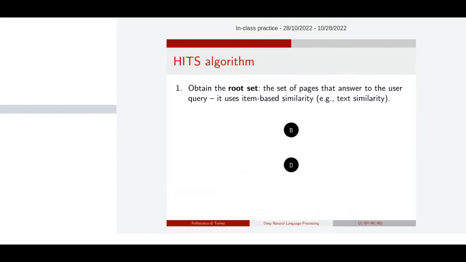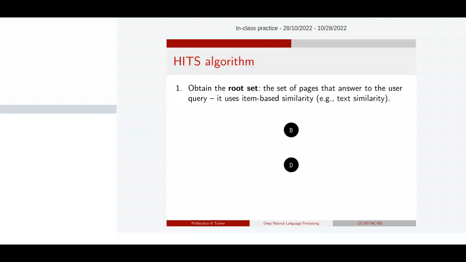So how does it work? We can start from a root set, which is a set of nodes in the graph. These nodes can be the nodes that answer the query inserted by the user. For this reason, HITS is an algorithm that is run in real time. When you insert the query, you first define the root set, then you run the algorithm, so it is computed each time you insert a query to the search engine.